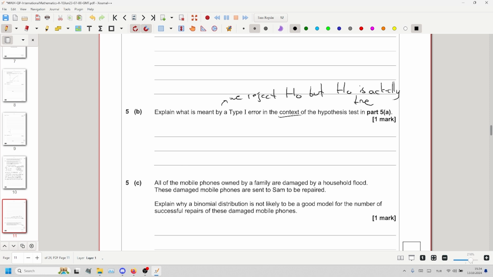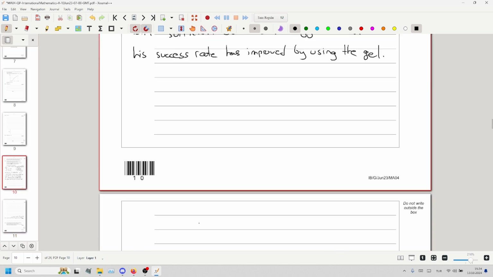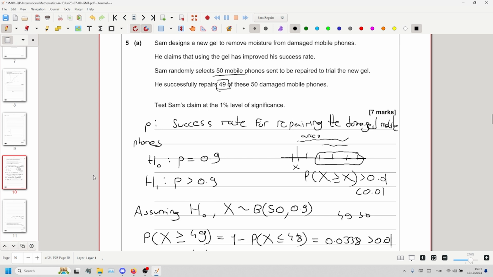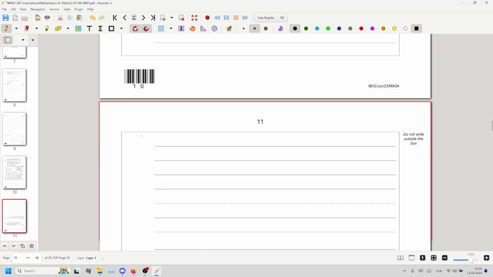Of course, that's not going to be what we write in our answer, because here it asks us to explain what is meant by the type 1 error in the context of the hypothesis test. This is really important. You will lose marks if you don't explain what it means in the context, and pretty much all of these types of questions are asked within the context of the question. So here in the context, H0 would be that his success rate hasn't changed, and H1 would be that his success rate has increased. So rejecting H0 is equivalent to saying that his success rate has increased.